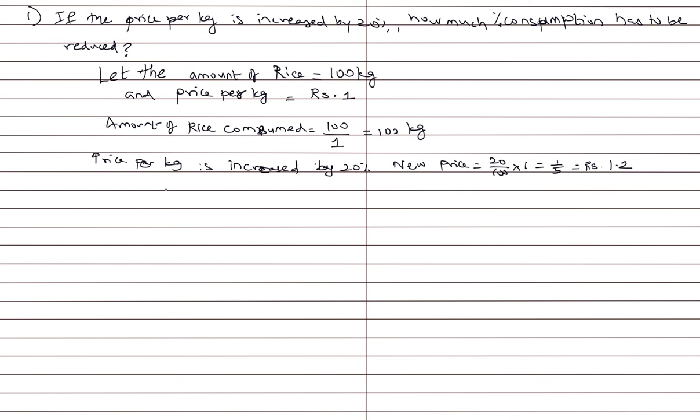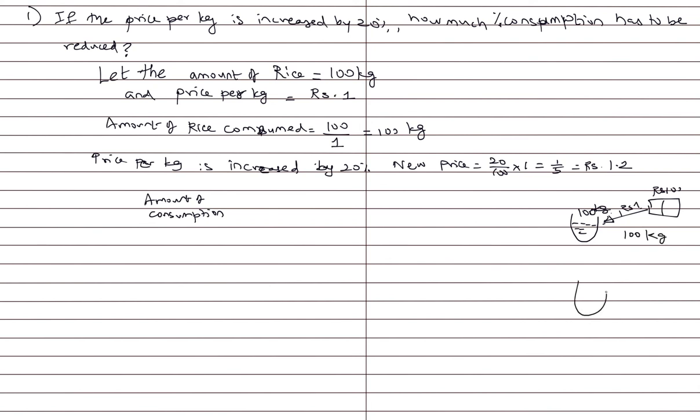But still, now the amount of rice we have is only 100 kg, correct? So the amount of consumption is what we have to find. But what is constant? Initially we are having 100 kg, and in the money purse we have, let's say, 100 rupees. And the rate is rupees 1, right? That means we can buy 100 kg of rice.